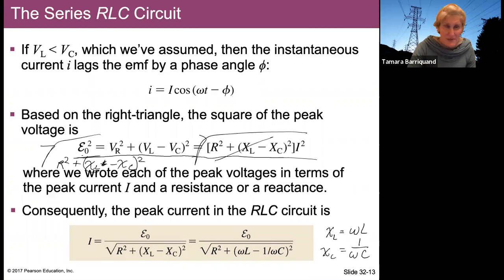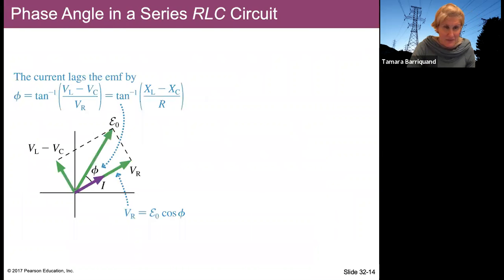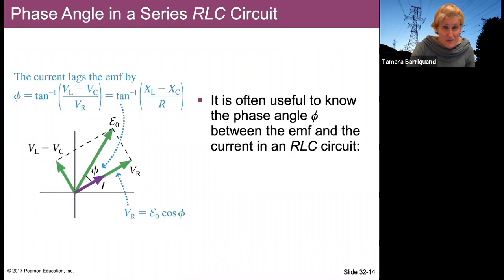Now, sometimes it's also good to get the phase angle. So we know the current lags the EMF by a phase angle phi. It is often useful to know the phase angle between the EMF and the current in the RLC circuit. So in that case, the angle phi is going to be equal to tan to the minus 1 of VL minus VC over VR.